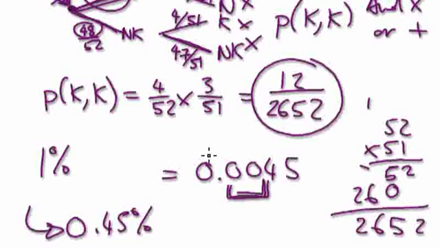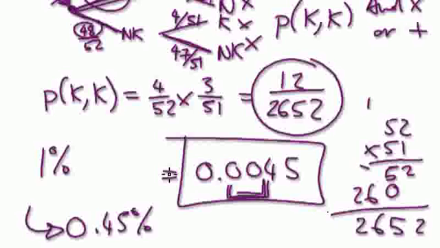Okay, so anyway, the probability here would be this, of you getting a king and a king. So it's actually quite hard to do.